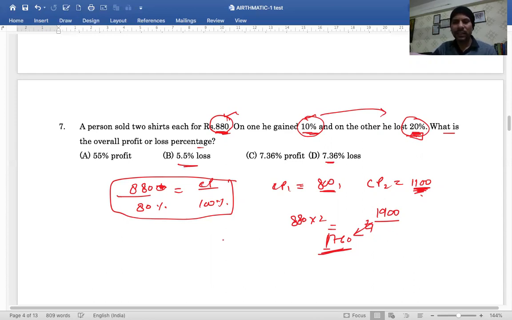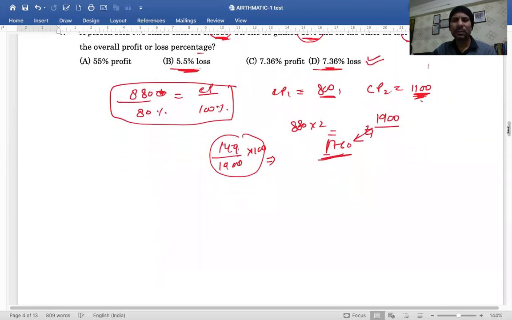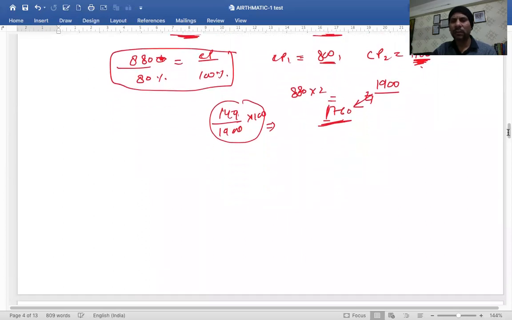So it is better that we go for this solution. Here we can say the loss amount is 140 out of 1900 into 100. We can see clearly this should be more than 7%. So the correct answer is 7.36% loss. If the options were not so close, we could do it without solving, but the options are comparatively close, so it is better to calculate here.